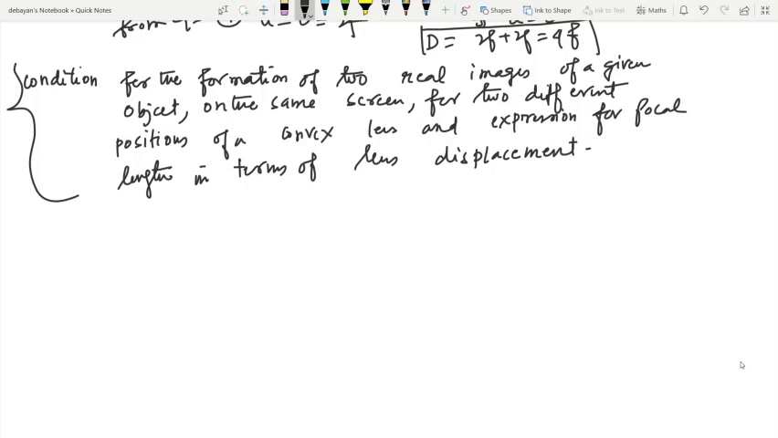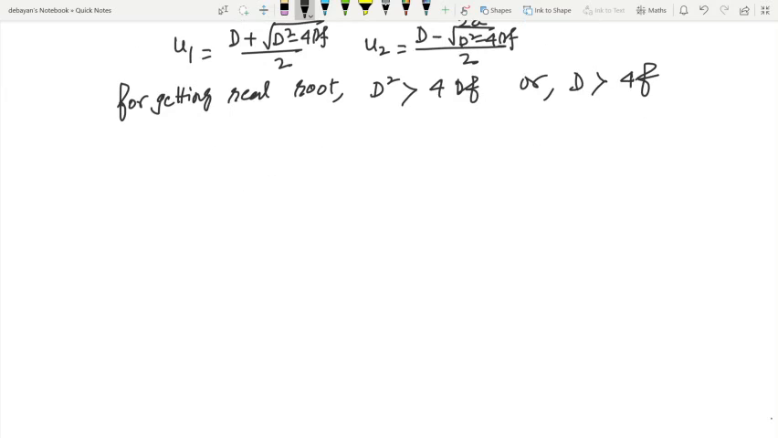For getting real roots, d square should be greater than or equal to 4df, or you can say d should be greater than or equal to 4f. So if we want to get two real images on the screen, the distance between the object and the screen must be greater than 4 times the focal length of the convex lens.